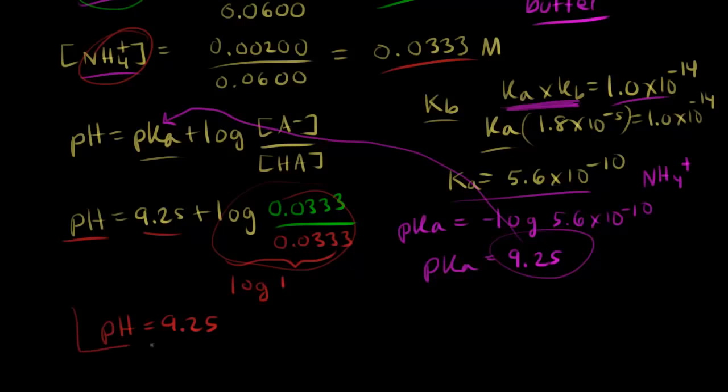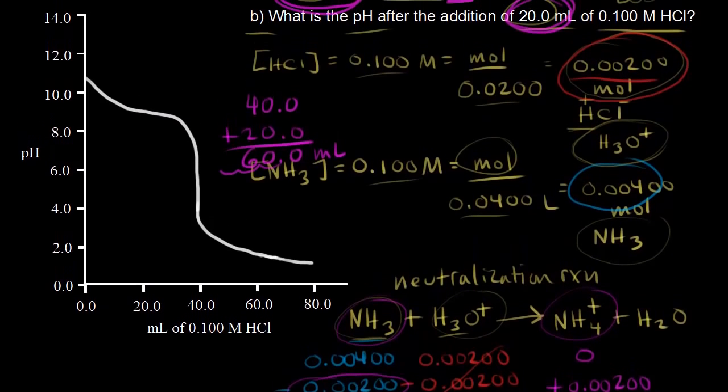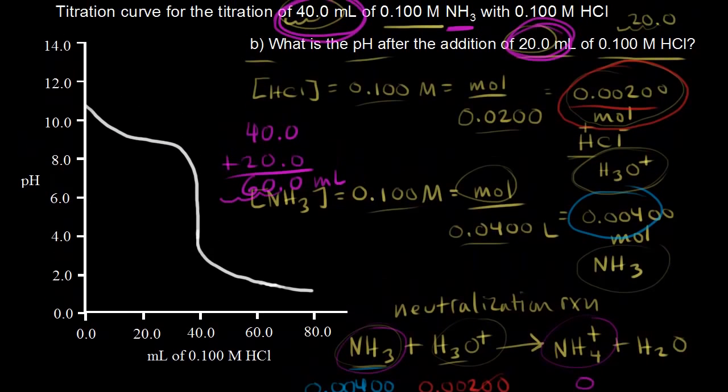So now we can find our point on our titration curve. All right, we've added 20 milliliters of base. Let's go of acid, I should say. Let's go back up here and look at our titration curve. All right, we've added 20 milliliters of our acid. So right down here, 20 milliliters of our acid. So let's find this point on our titration curve.